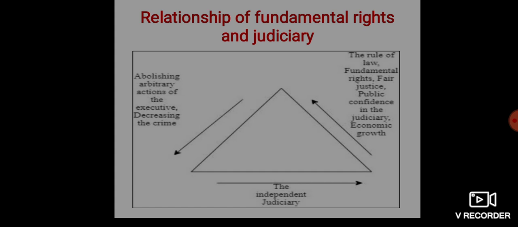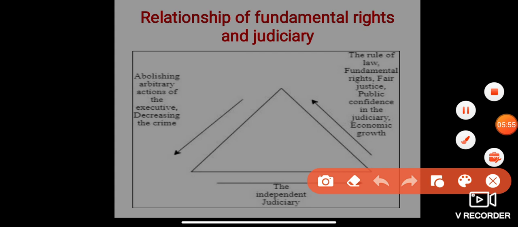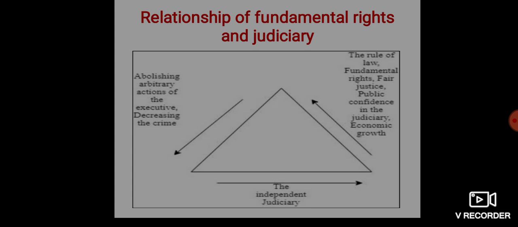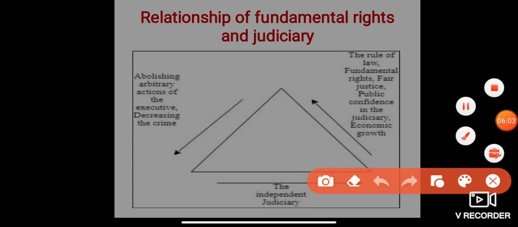So what is the difference, or the relationship, and how are they independent of each other? That is, the fundamental rights and the judiciary. This is how they are related. As shown in the given diagram, in the given triangle, this is how they are dependent on one another.